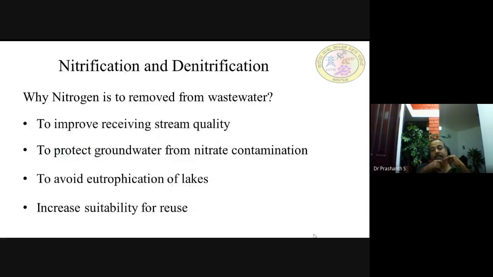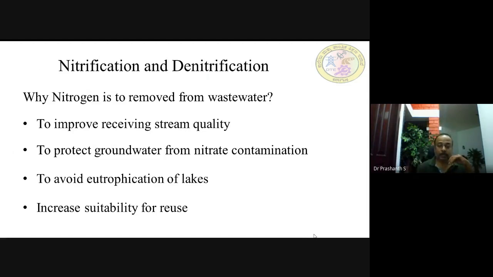Coming to nitrification and denitrification, the question arises: why is nitrogen to be removed from wastewater? Nitrogen is a nutrient. It will definitely help the aquatic plants present in the stream, and it will help the algae also. So, to improve the receiving stream quality, nitrogen is to be removed.